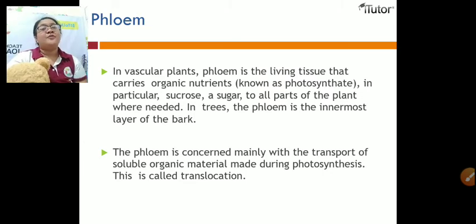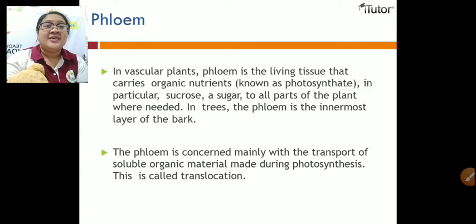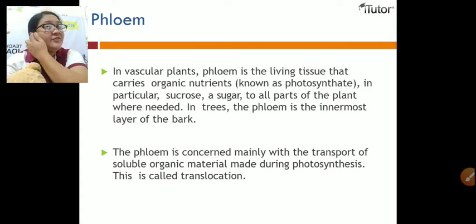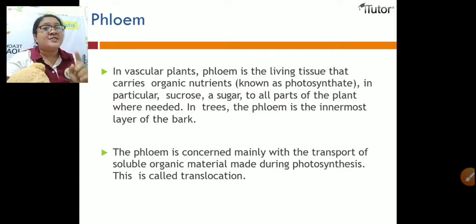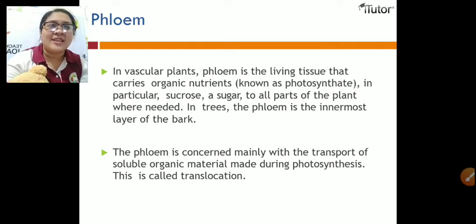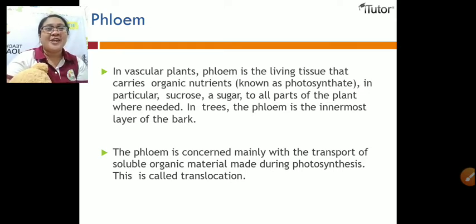So let's talk about the phloem. Phloem in vascular plants is the living tissue that carries organic nutrients known as photosynthate, in particular sucrose, a sugar, to all parts of the plant where needed. In trees, the phloem is the innermost layer of the bark.